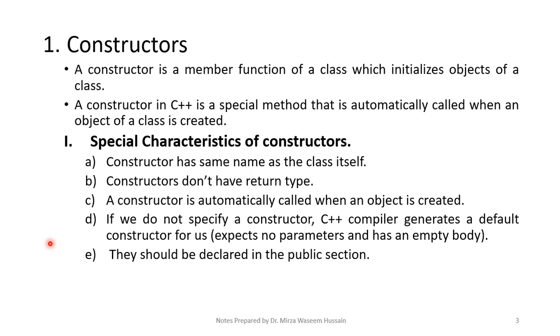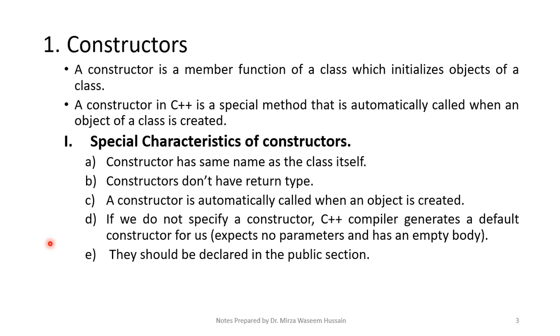A constructor is simply a member function that's used to initialize the object of a class. Or we can say it is a special method that is invoked automatically whenever we create any object. Now the question comes, what makes it different from the other member functions? The constructor has some special characteristics that make it different from a normal member function, or we can say these are the properties of a constructor.